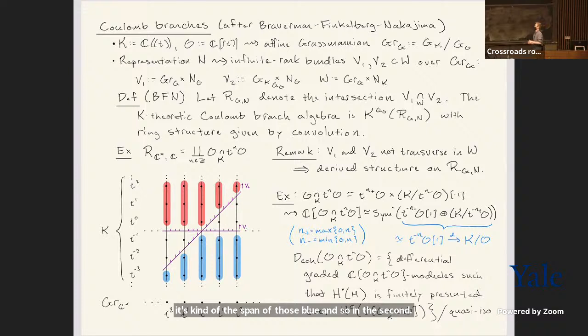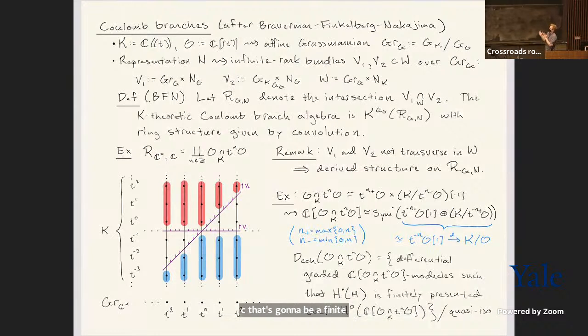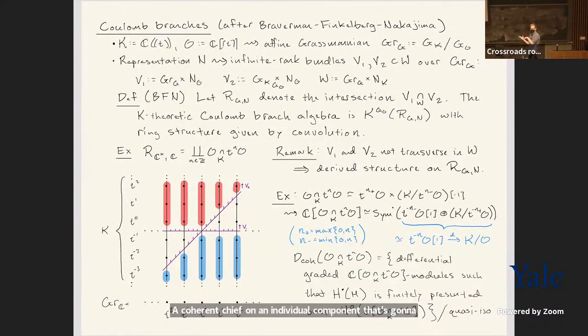And just to be totally clear, if I talk about coherent sheaves on RGN, really the derived category of coherent sheaves, say in this essentially simple example, a coherent sheaf on RC star C is going to be a finite sum of coherent sheaves on finitely many components. A coherent sheaf on an individual component is going to be a DG module over this DG algebra, such that its total cohomology is finitely presented over the degree 0 cohomology of the algebra. That's what we'll mean by the derived category of coherent sheaves on RC star C. So that's something that we'll keep in mind in the background.